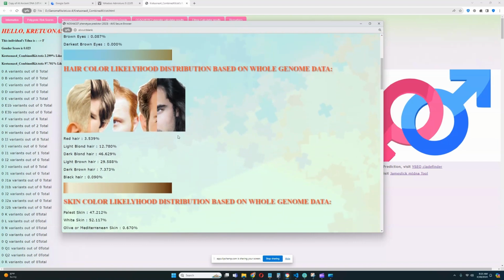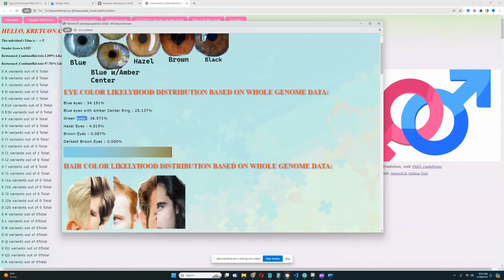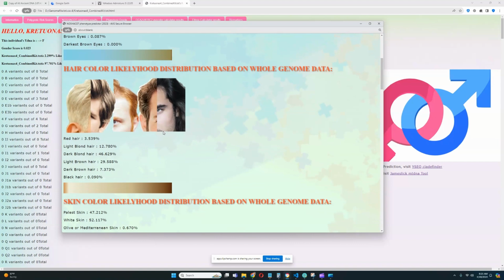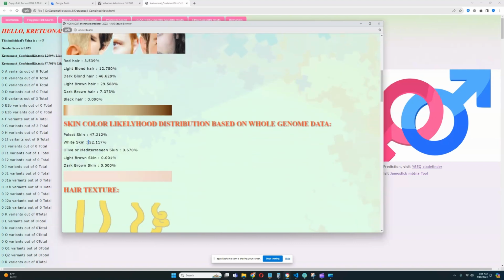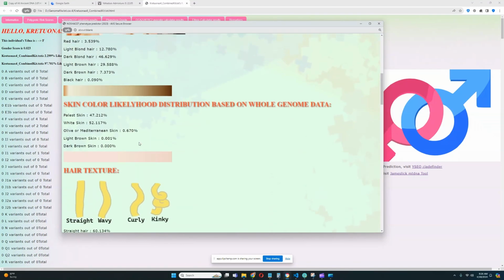For hair color, it looks like she most likely has dark blonde hair. That's just kind of unusual. I don't see that many people scoring blonde hair. So this is one of the samples that literally scores light eyes and light hair, dark blonde hair and green eyes. That's definitely very interesting. And for skin color, she's got white skin and actually 47% likelihood of palest skin as well. So if only she had maybe one different genotype, she might have even had palest skin as the largest group for skin color. So that's very, very cool.